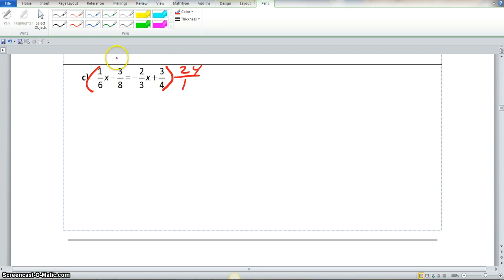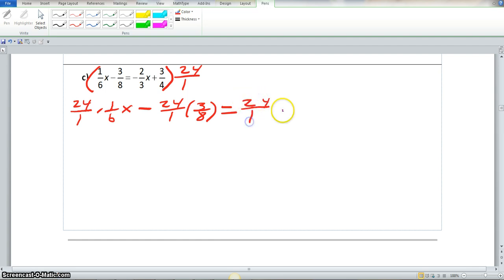Now I know that traditionally you will see it in the front, but it doesn't matter if it's in the front of the problem or in the back of the problem. You still would multiply it the same. So you add 24 over 1 times 1/6x minus 24 over 1 times 3/8 is equal to, you will have 24 over 1 times a negative 2/3 x, and you will have a positive 24 over 1 times 3/4.